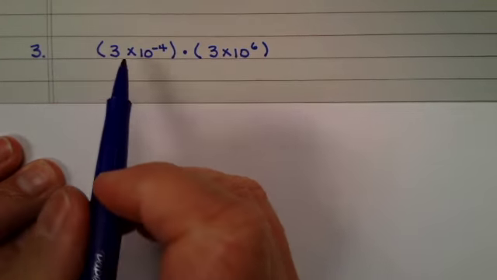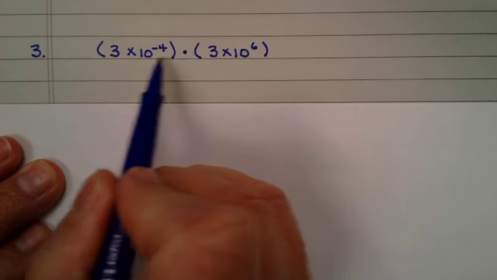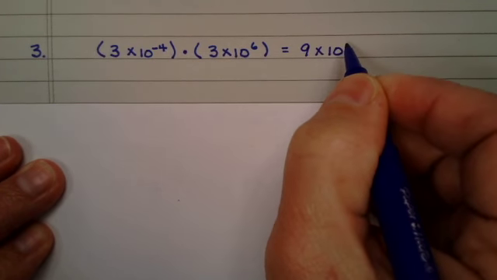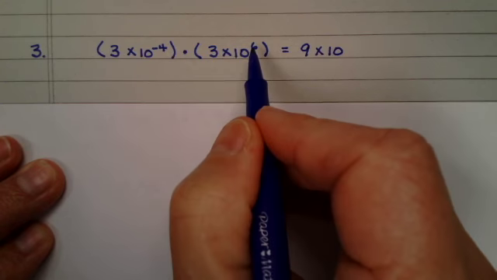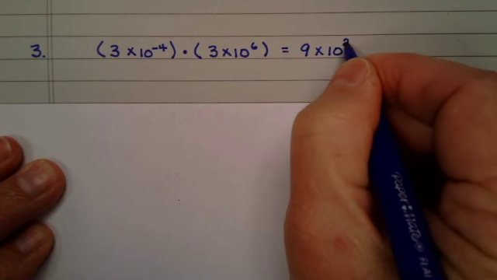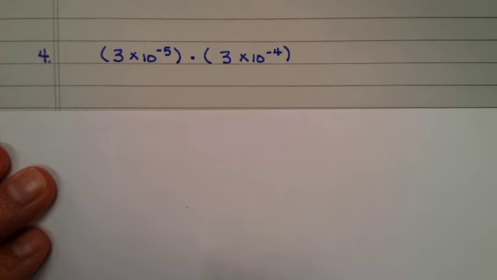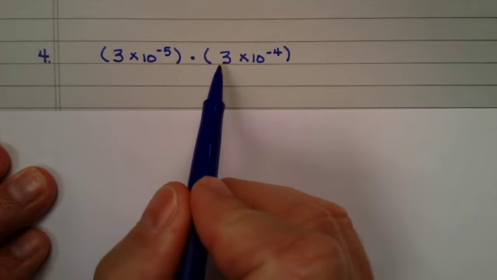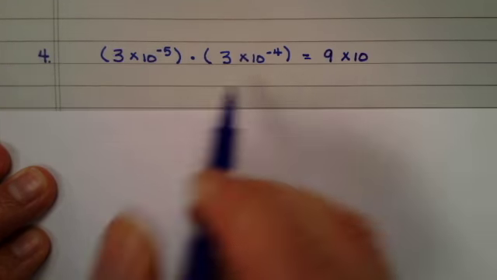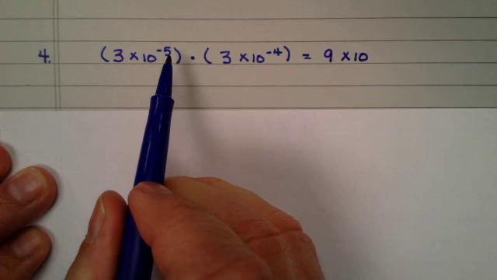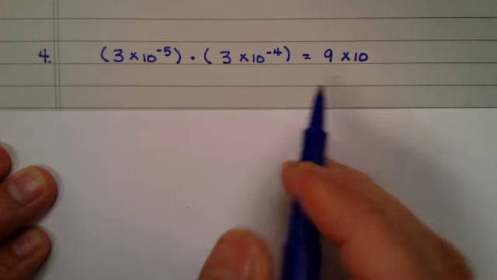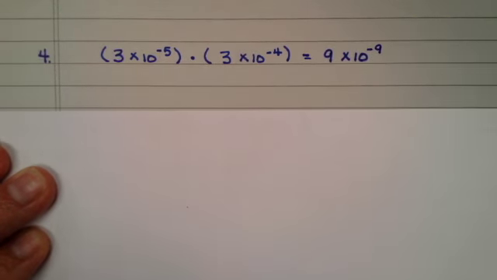Example number 3. Multiply these numbers together. 3 times 3 is 9 times 10. I need my new exponent on my 10. I get that by adding these two numbers together. Negative 4 and 6 added together is positive 2. Example 4. Again, I multiplied these numbers together right here. I need to get my exponent on my 10. When I multiply, I add my exponents. A negative 5 and a negative 4 added together is negative 9.